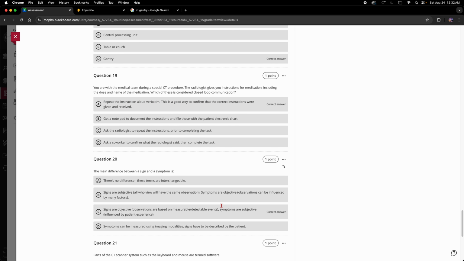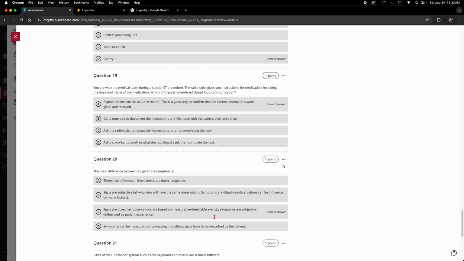Number 20. The main difference between a sign and a symptom. Signs are objective, meaning no matter who looks at it, who evaluates it, who measures it, they're going to see the same outcome. Is it broken? It can be seen by everybody who observes it, right? Patient has a fever. We can easily find this out by measuring the patient's body temperature.